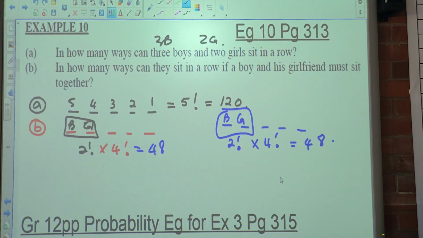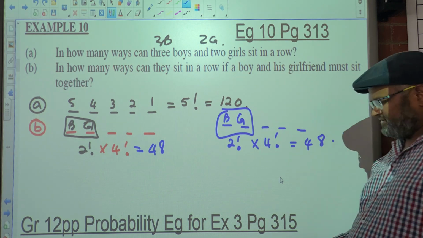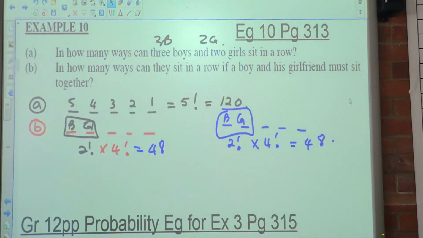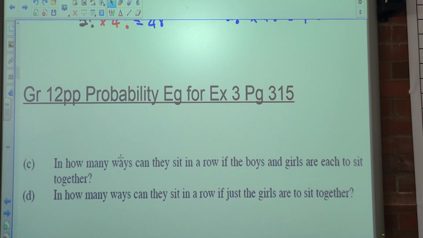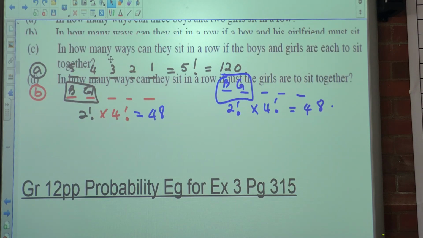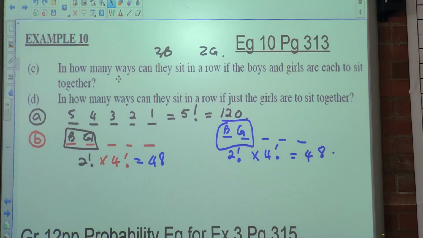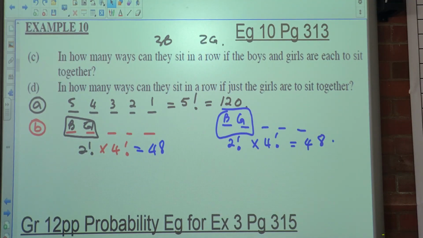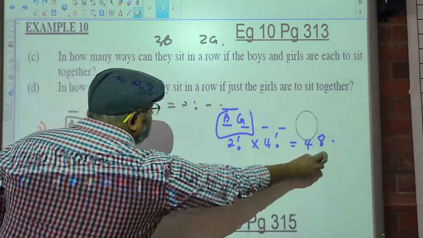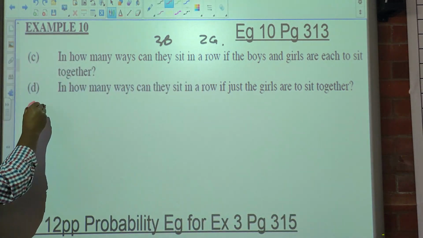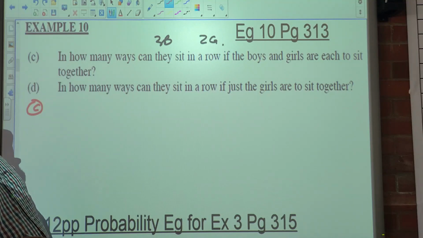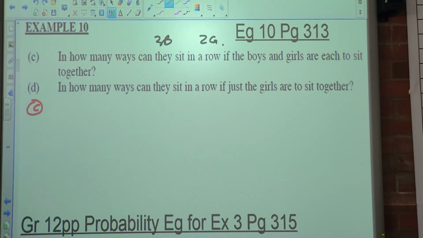Okay, you guys understand? Right. Sounds a bit confusing. You guys are not convinced yet. Right. Let's look at the next question. In C, we are told, in how many ways can they sit in a row if the boys and the girls are to sit together.